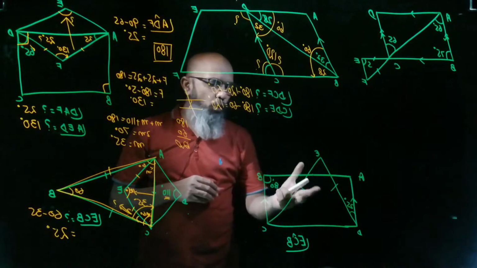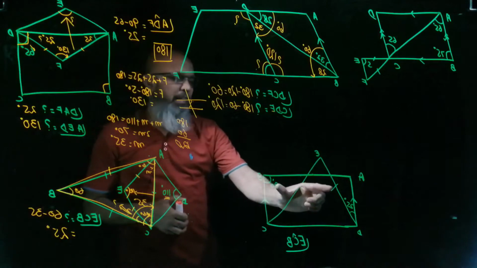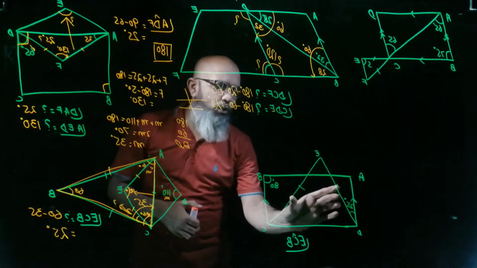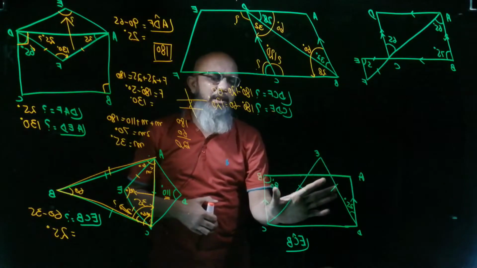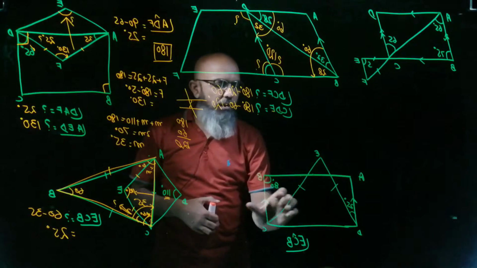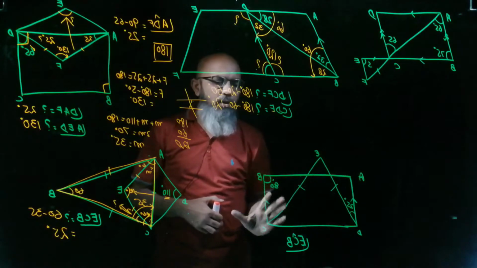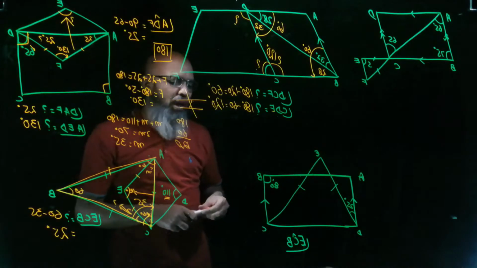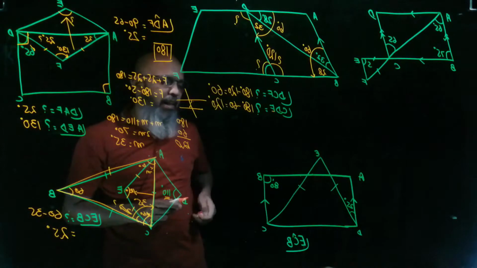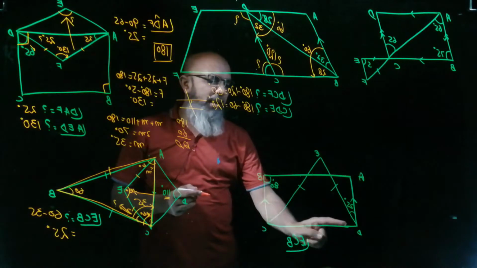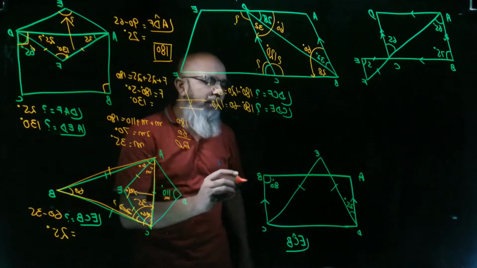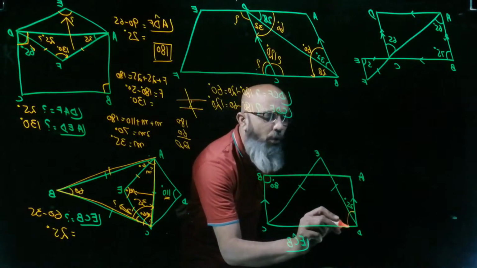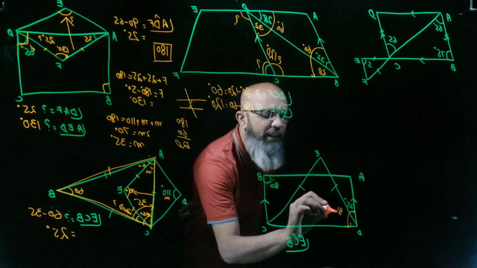So what type is this one? These two signs show that these two sides are same, so it means it's an isosceles triangle, and this sign shows that it is a parallelogram. What is the property of a parallelogram? The opposite angles are same. Means this angle is equal to this angle. This angle is 80. So what is this angle, the whole angle? The whole angle is also 80 degree.